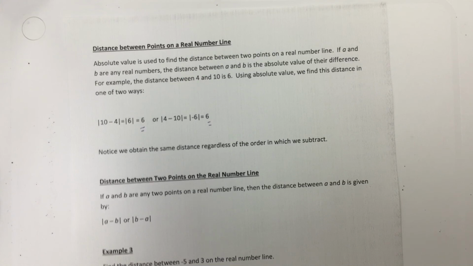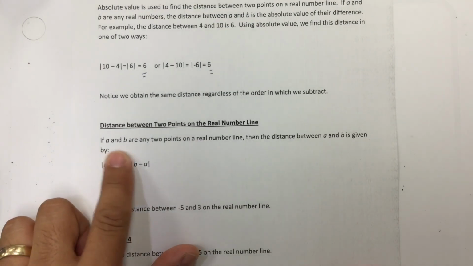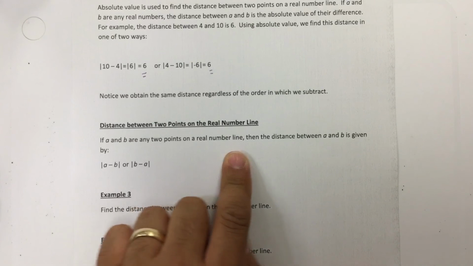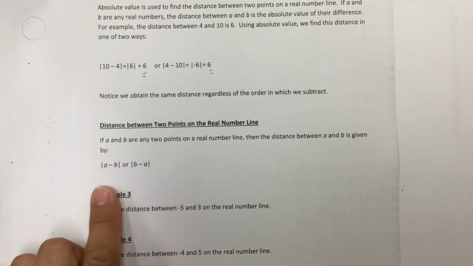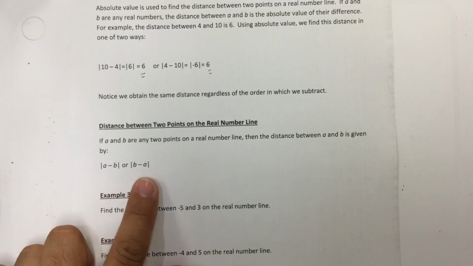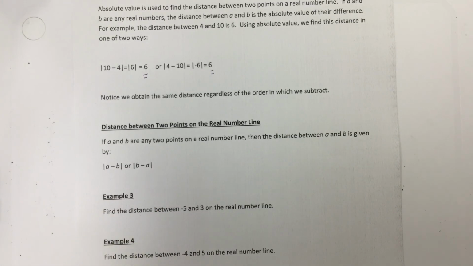Now, there is a formula, and it's going to be right here. It says if a and b are any 2 points on a real number line, then the distance between a and b is given by this formula. You either do the absolute value of a minus b or the absolute value of b minus a. It will give you the exact same answer.